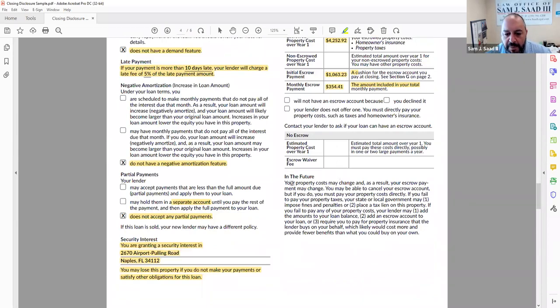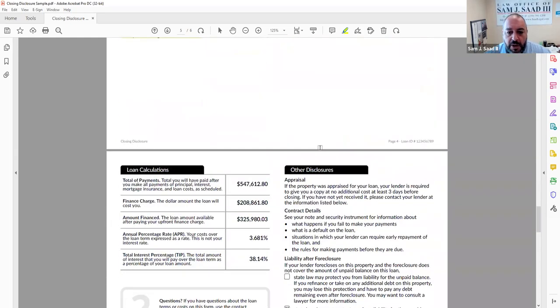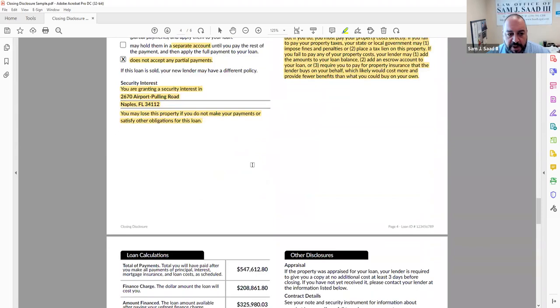Another disclaimer that the property cost may change and the escrow payment may go up or down. Make sure that you pay your property taxes. Another simple disclaimer. So before I move on, any questions about the disclosures? These are all pretty basic, pretty common. Okay, moving on to page 5.